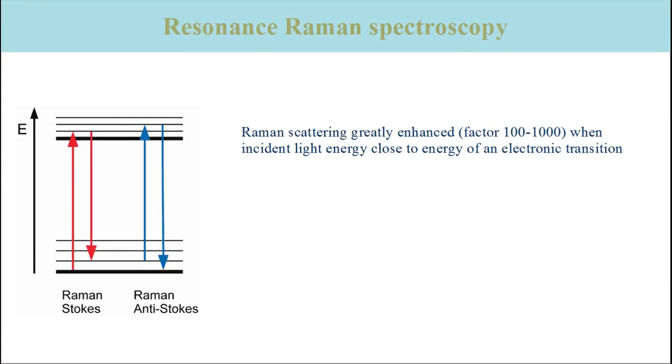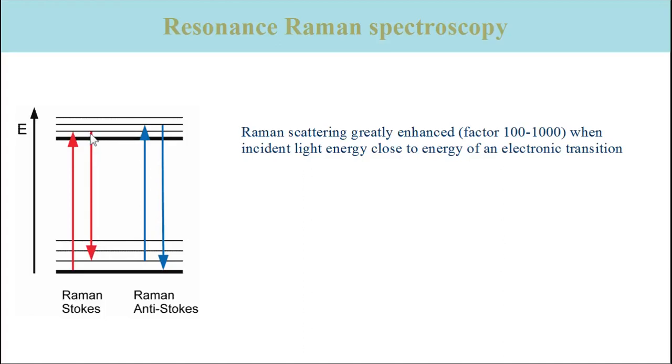Raman scattering is greatly enhanced by a factor of 100 to 1000 when the incident light energy is close to the energy of an electronic transition. This is called the resonance Raman effect. In resonance Raman spectroscopy, a photon is first absorbed and then emitted. This is slower than normal Raman scattering, but still quite fast. Emission is therefore from the same vibrational state that was reached upon excitation.